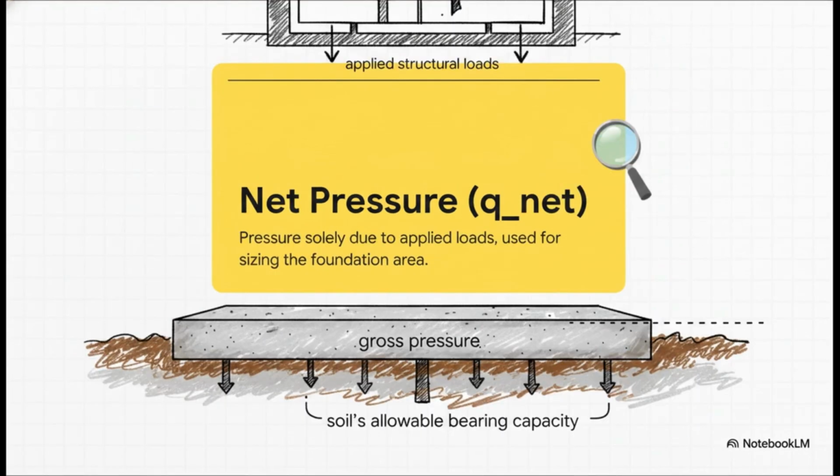Next, we have net pressure. This is the big one for sizing our foundation area. By subtracting the weight of the footing and the dirt cover from the gross pressure, we isolate the pressure that is strictly due to the applied structural loads. We compare this net pressure against the soil's allowable bearing capacity. Effectively, we're just ignoring the dirt that was originally resting there anyway.